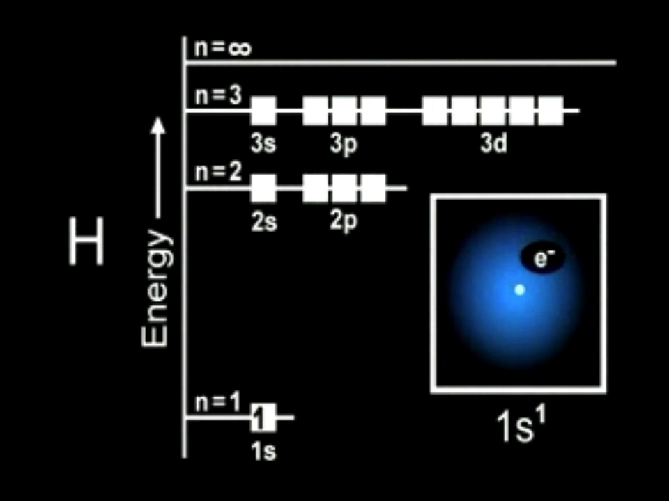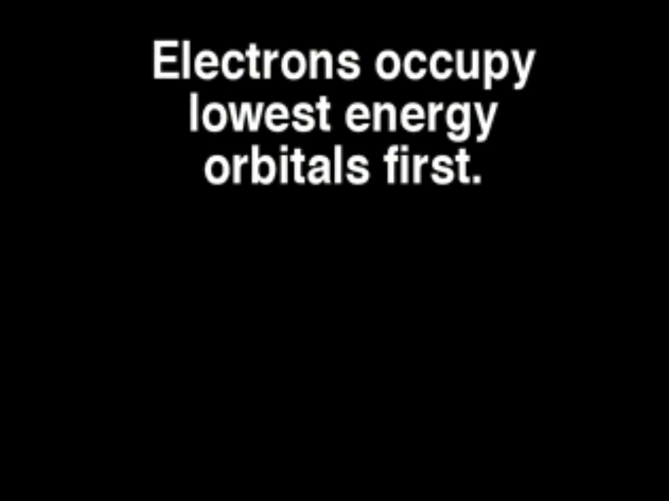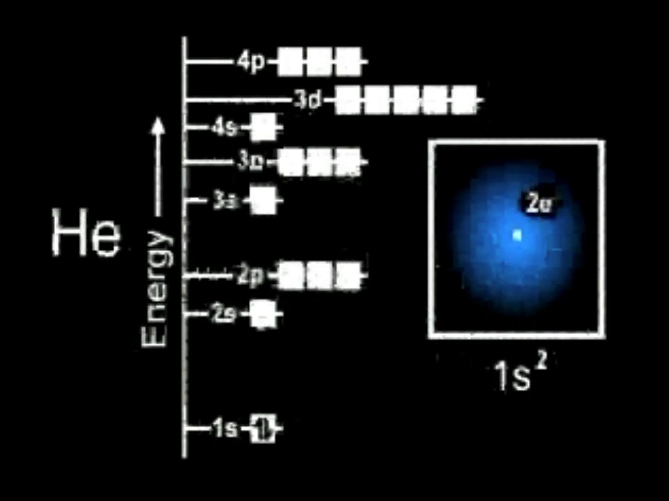The one electron in the hydrogen atom, in its lowest energy, or ground state, occupies the 1s orbital. In helium, atomic number 2, there are 2 electrons. Where does the second electron go? The first rule is that electrons occupy the lowest available orbital. The second rule follows from the Pauli exclusion principle. Any orbital can hold at most 2 electrons of opposite spin. These rules tell us that in helium, both electrons occupy the 1s atomic orbital.